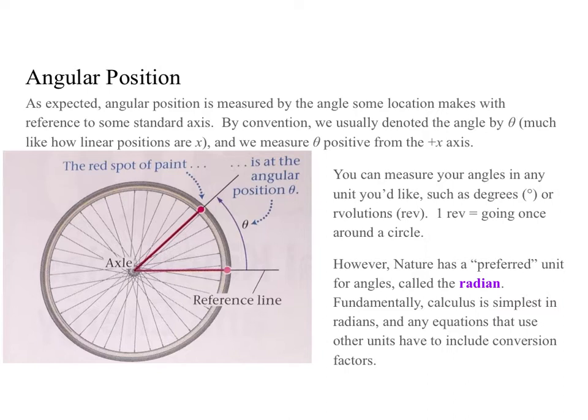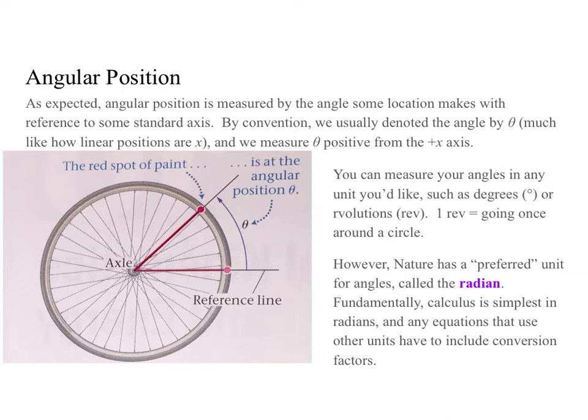All right. As expected, angular position is measured by the angle some location makes with reference to some standard axis. In other words, a position of an angle, or the position in angles. By convention, we usually denote the angle by theta, much like we denote linear positions as x, and we measure theta positive from the plus x axis. Usually, as before we have conventions, we would say positive is counterclockwise, going from the x-axis to the y-axis.